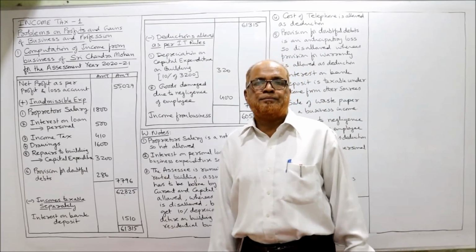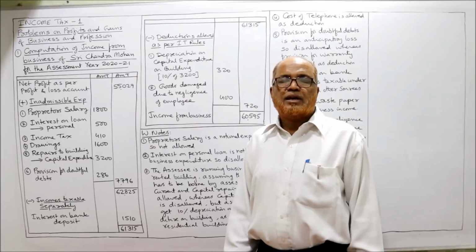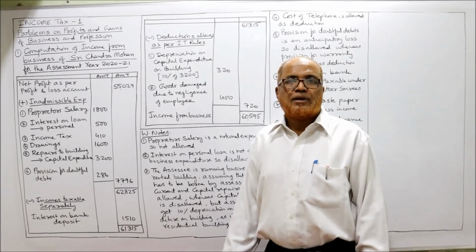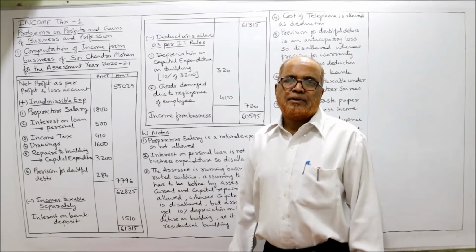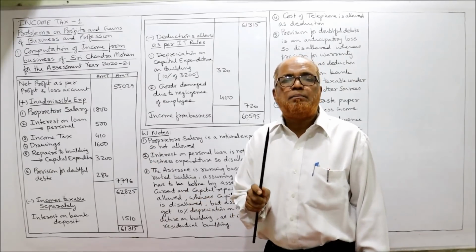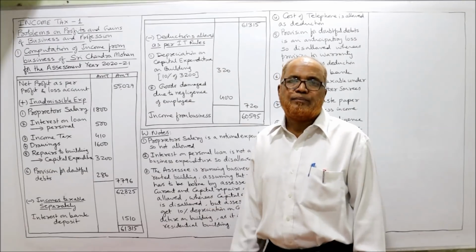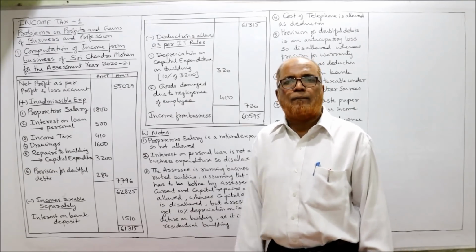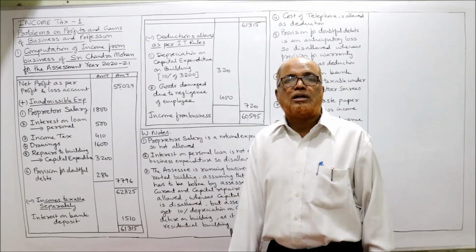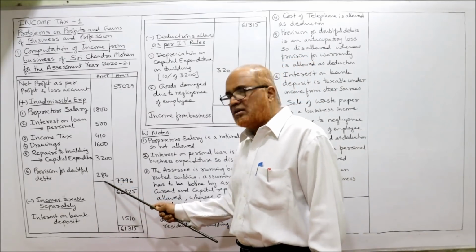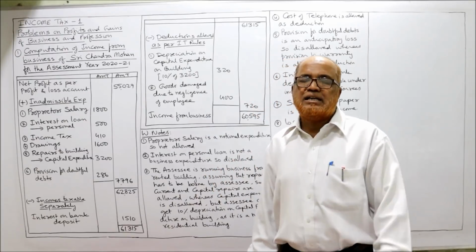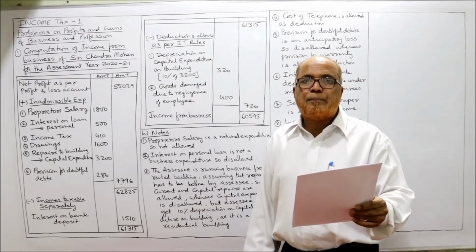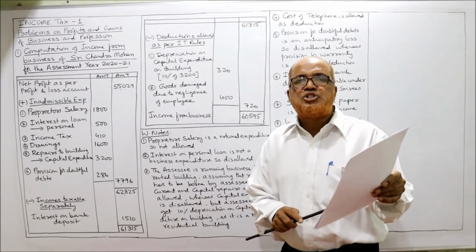Provision for doubtful debts. Provision for doubtful debts is an anticipatory loss. It is not actual loss. The loss which may occur. The Income Tax Act says anticipatory losses are not allowed. Actual losses may be allowed. Revenue losses, if actual loss is there, it is allowed. But provision for doubtful debts, not allowed. So provision for doubtful debts, disallowed. Provision for warranties, it is allowed. It's a business provision.